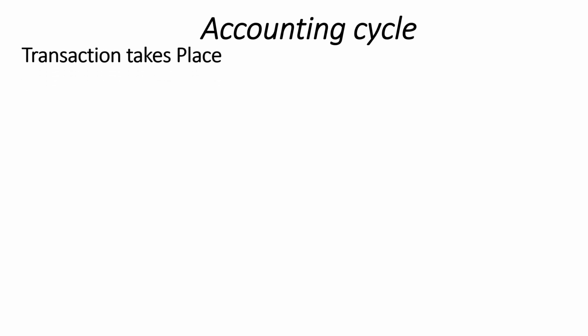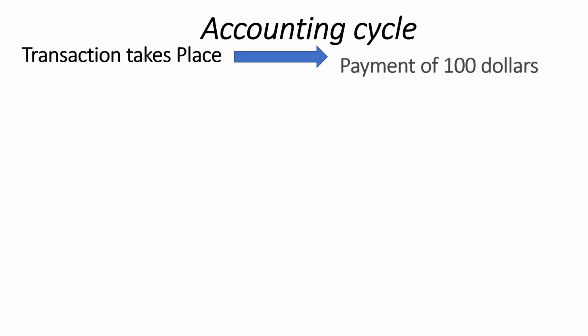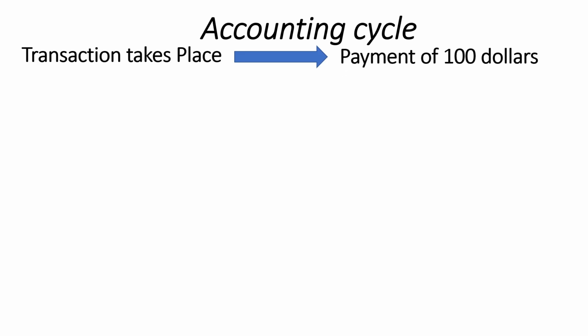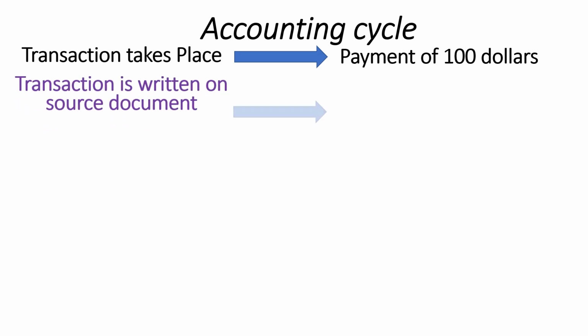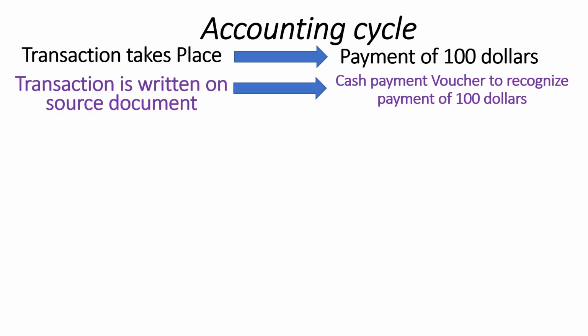If you're paying $100 every month, this is how it's going to play out as far as the accounting cycle is concerned. When you pay rent in your business, it means you're going to generate what we call a cash payment voucher because you're paying out cash to your landlord for the rent. So that cash payment voucher becomes a source document. That source document becomes an accounting trigger that is going to prompt you to make an entry into your accounting books.